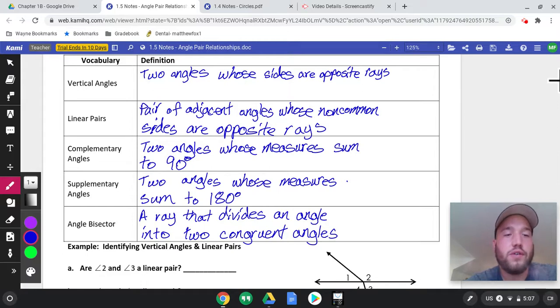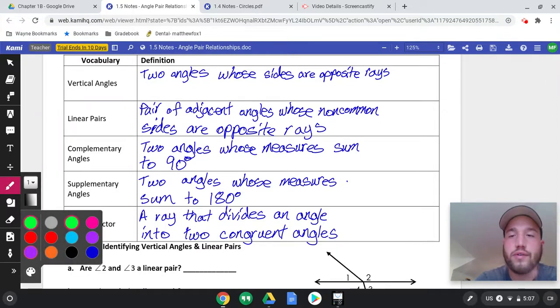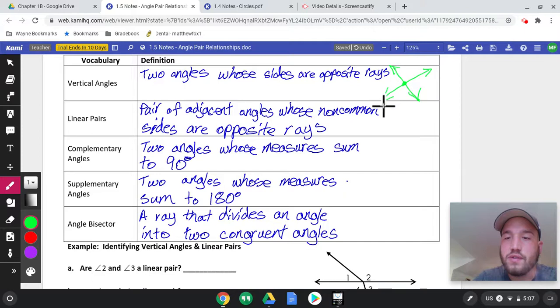Okay. So this first one, vertical angles. This is where we have two angles whose sides are opposite rays. I'll draw a picture over here for us. If we had opposite rays forming some angles, so they all have the same vertex here. So notice right here we've got one set of opposite rays, two sets of opposite rays.